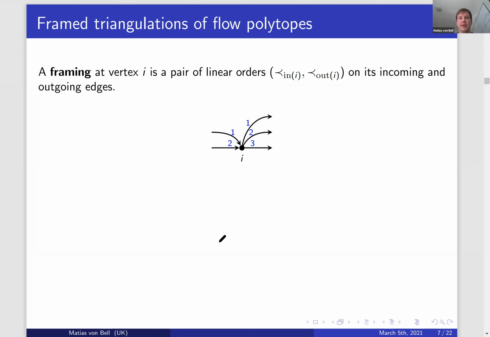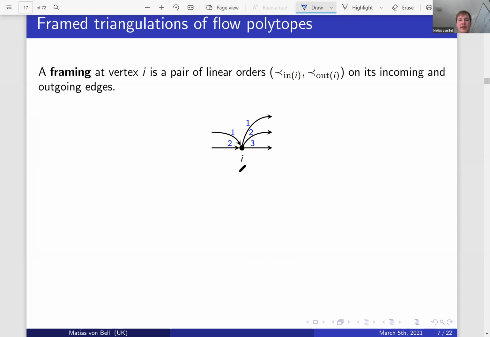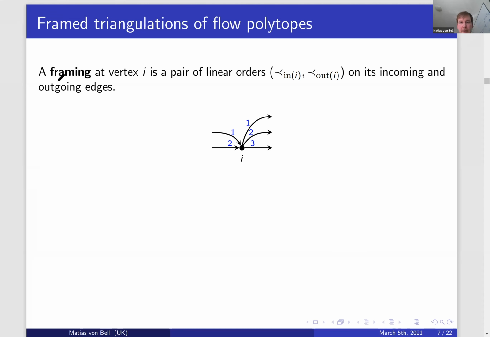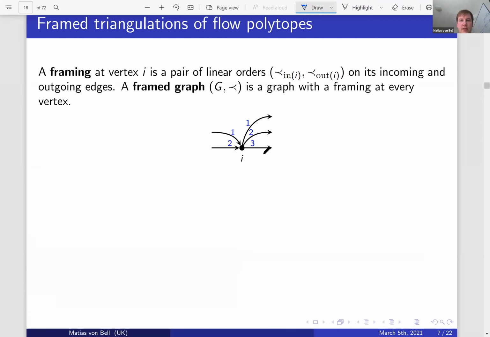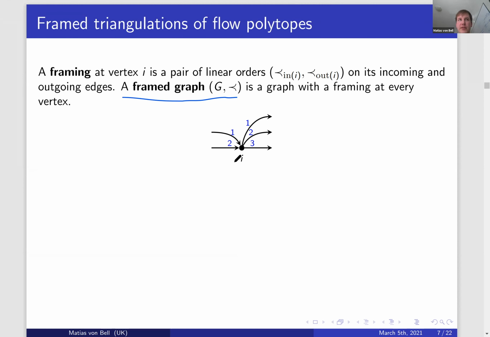But to triangulate a flow polytope, there's a particular way to triangulate them called a framed triangulation. And we obtain that by first introducing the notion of a framing on a vertex I. A framing at a vertex I in the graph is a linear order on the incoming edges and a linear ordering on the outgoing edges. So in this case, we just order them from top to bottom in this planar embedding. And a framed graph is a graph where all of the vertices have this sort of pair of linear orders on the incoming and outgoing edges. And we don't need to define it for the source and sink, I suppose.